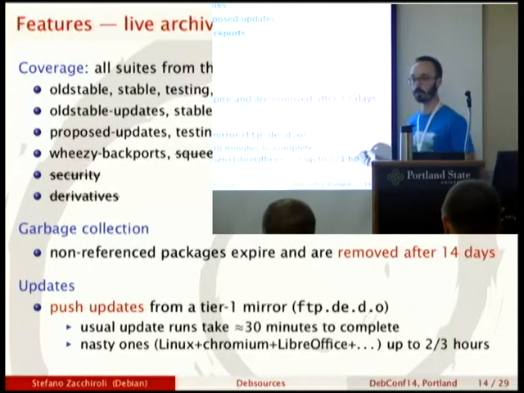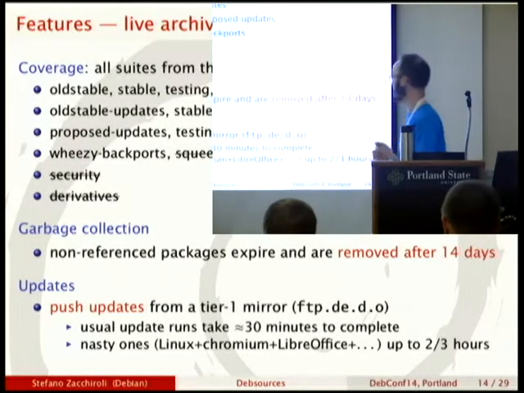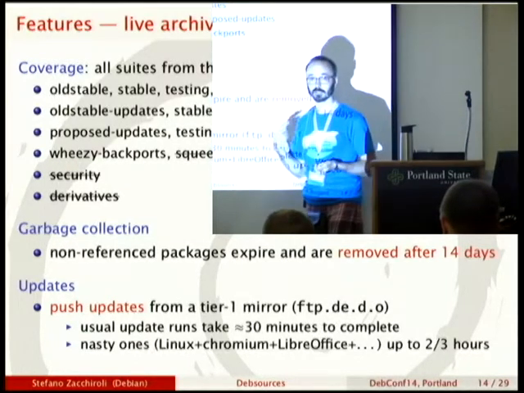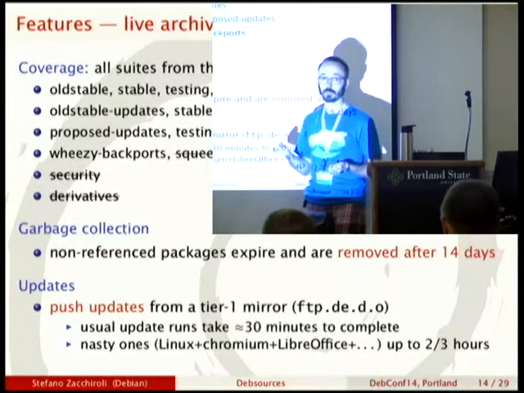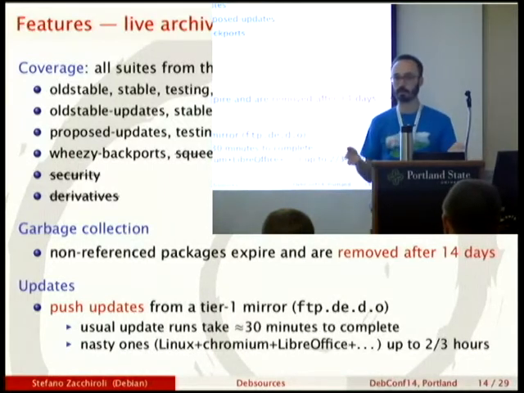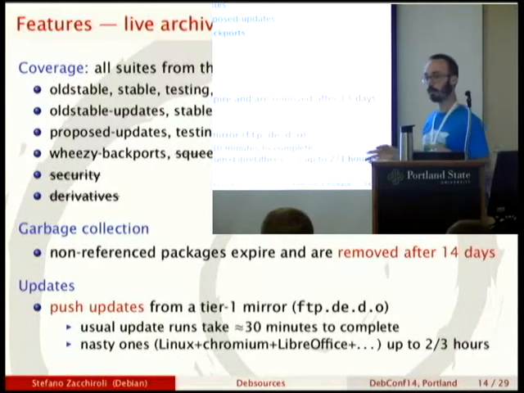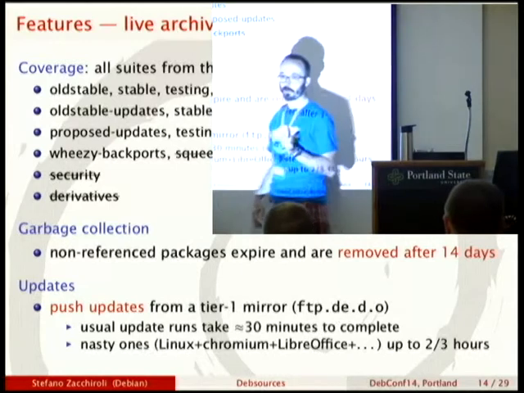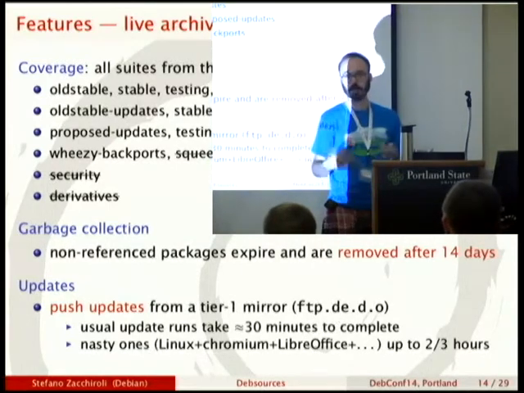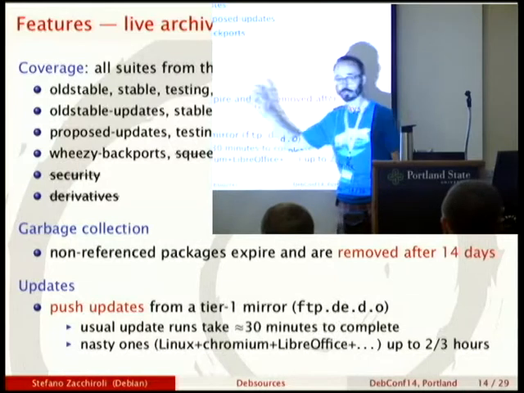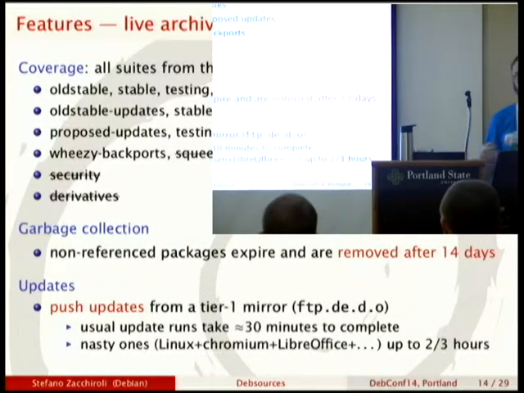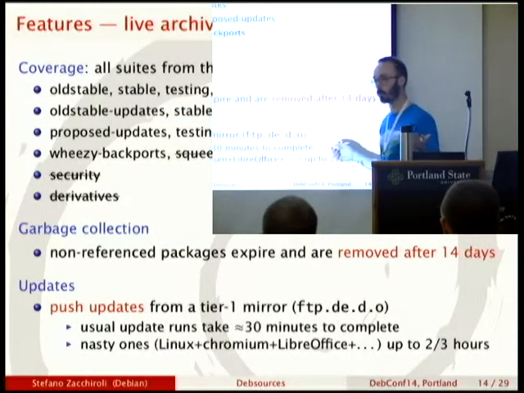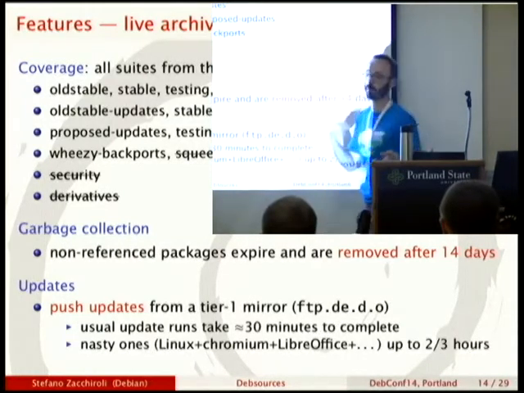Hopefully this delay will allow you to catch up with the kind of indexing you're doing yourself of the Debian archive. The updates are push, so they're coming from a tier 1 Debian mirror. That means that the lag is minimized. So as soon as there is a push to an update in the Debian archive, it will inform Debsources. Usual update runs take about 30 minutes. Okay, these are the good ones. The bad ones, when we have to index the Linux kernel, Chromium, LibreOffice, and so on, can take up to a few hours. Okay, so usually we are well able to complete before the next push run.